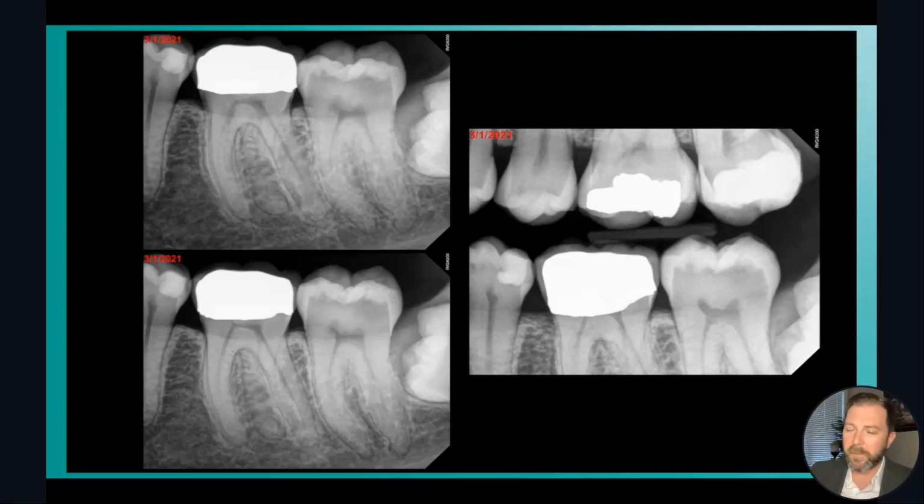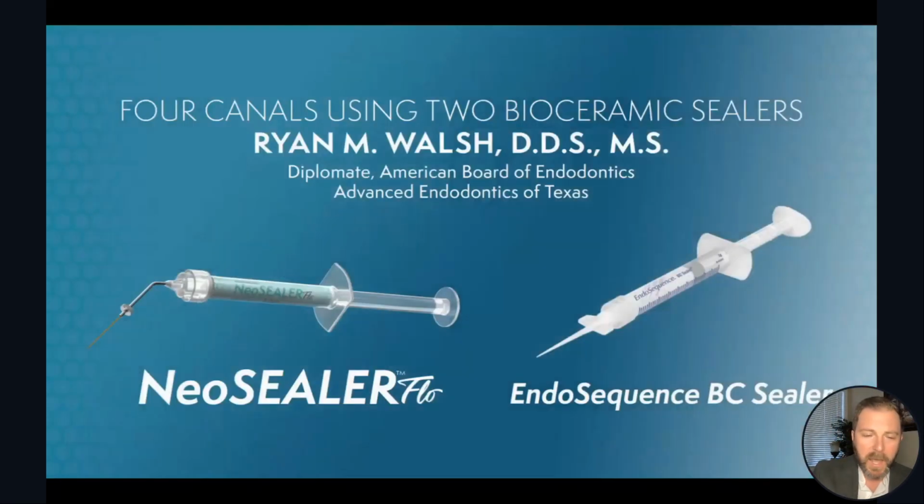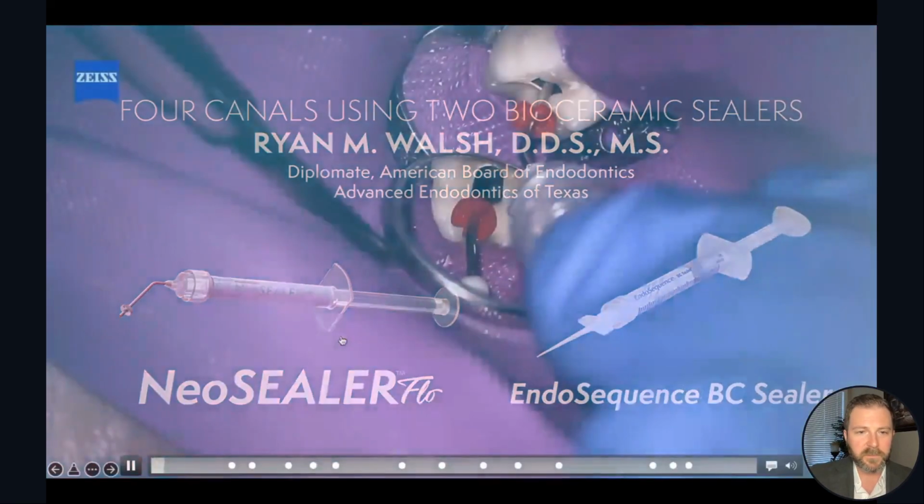And this lady had irreversible pulpitis in this tooth, and after a crown had been placed relatively recently, so we treated this tooth. Let me show you how I approached this treatment because I used both sealers in 2 different techniques, all within the same case. Let's see if we're rolling.